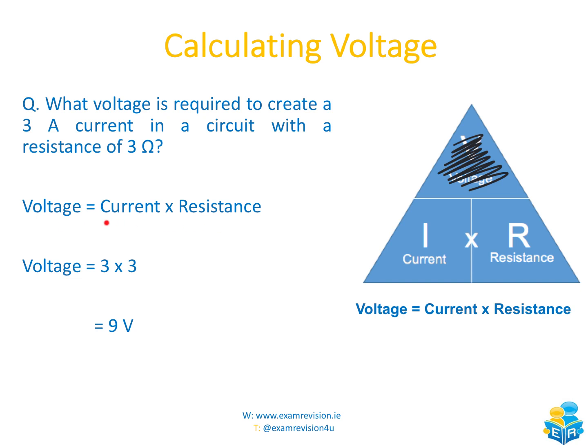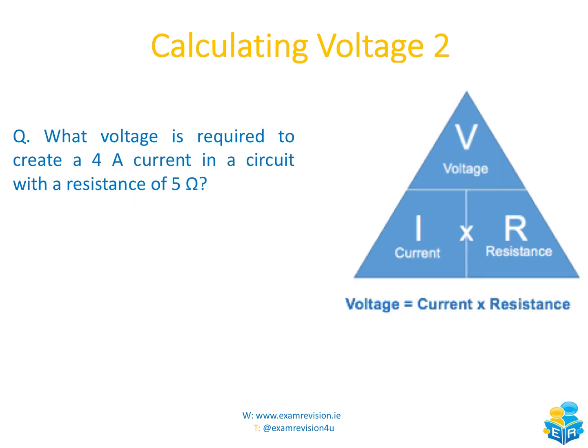So we'll write down our formula. We know that the voltage is equal to the current times the resistance. So the voltage is equal to 3 because the current was 3 up here. The resistance was also 3. So 3 by 3 is 9. And don't forget the unit for voltage is the volts. So 9 volts.